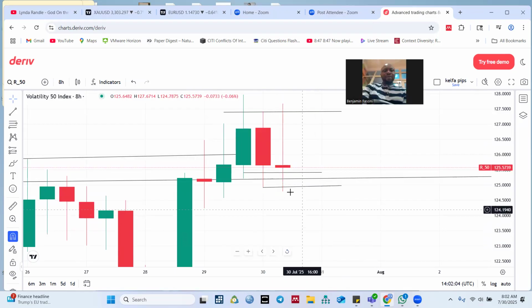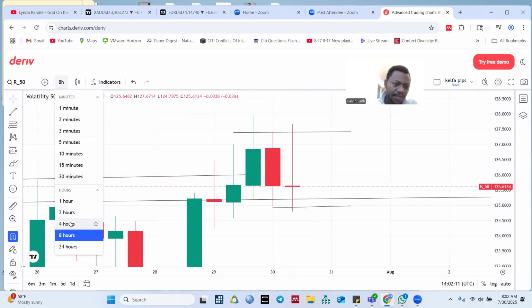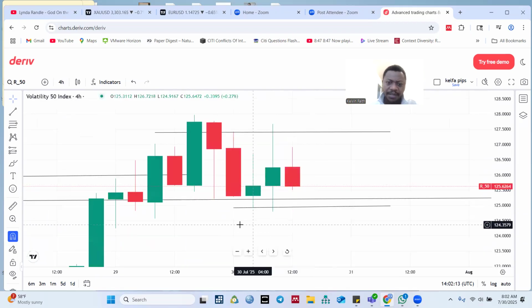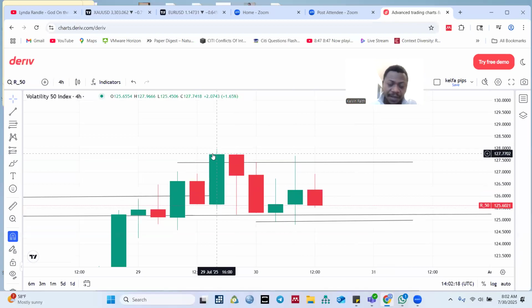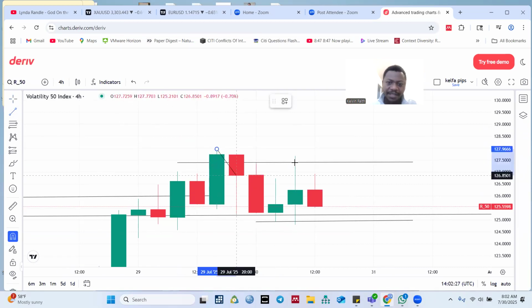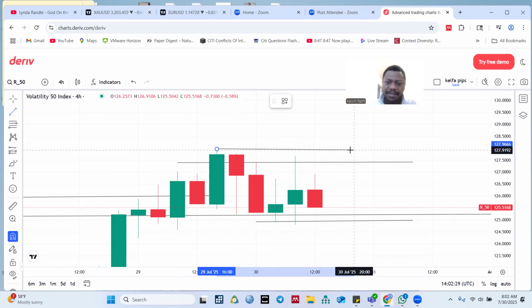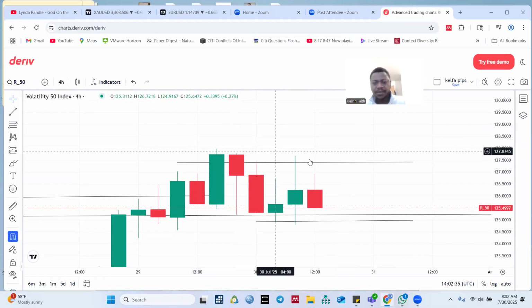Now from here, we have to move into 4 hours. I will move into the 4 hours to see what is happening. Let's notice on the 4 hours, there is still the pattern, a high, a higher high, and then a lower high. Notice that this zone here has not been invalidated. Price hasn't traded above it or swept it. It's just retesting. So we are good. The pattern is still valid.